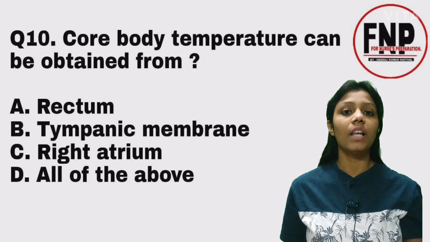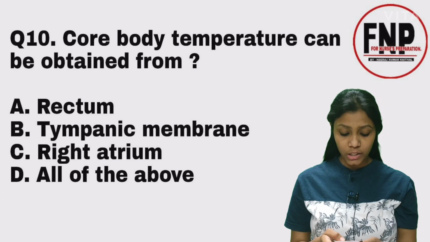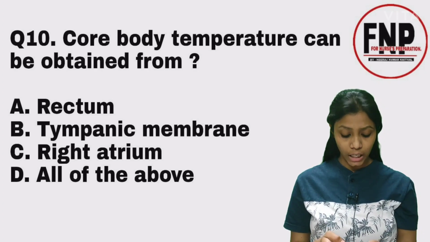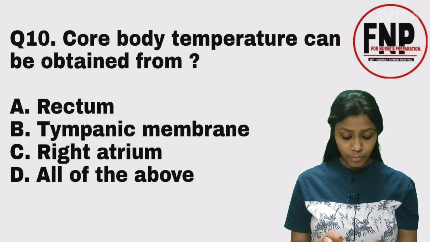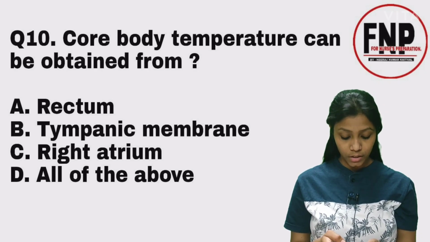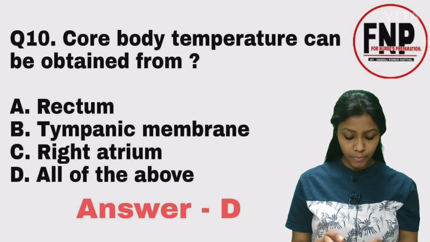Next question or the last question of this video is core body temperature can be obtained from. Your options are option A, from rectum, option B, tympanic membrane, option C, right atrium, or option D, that is all of the above. Right option is option number D, that is all of the above.